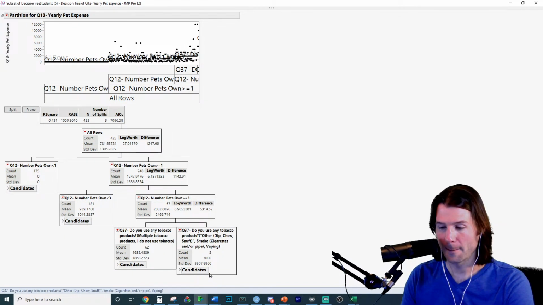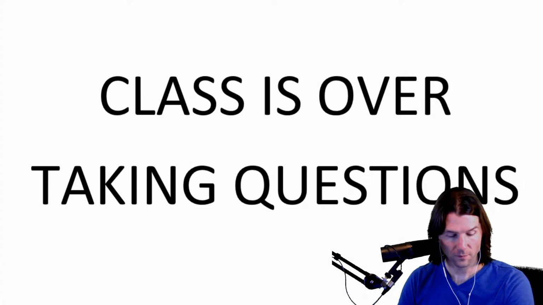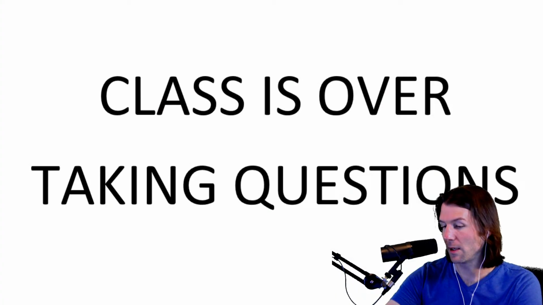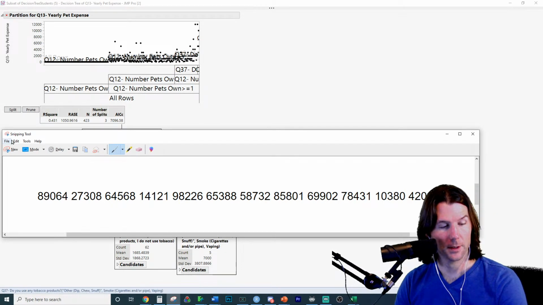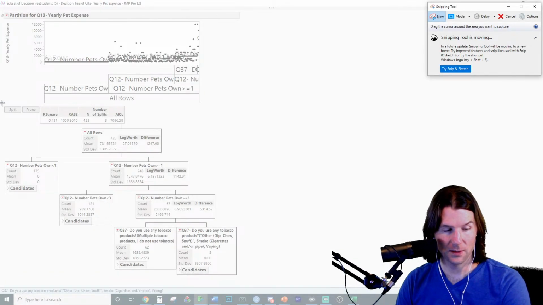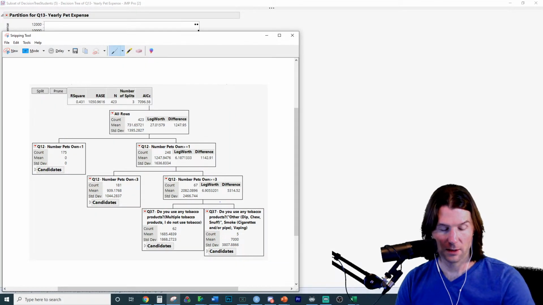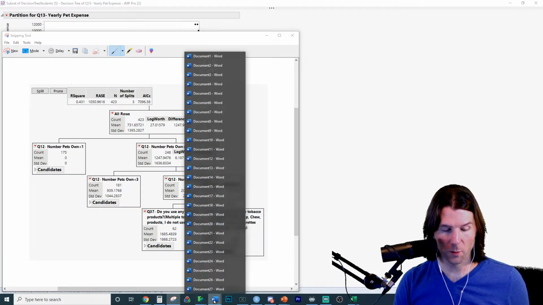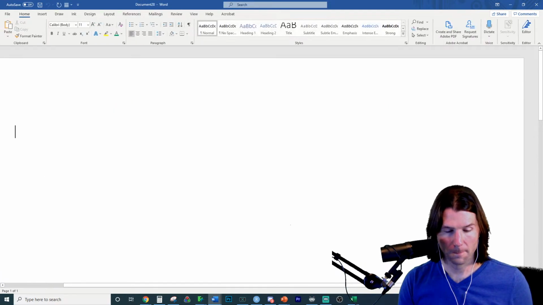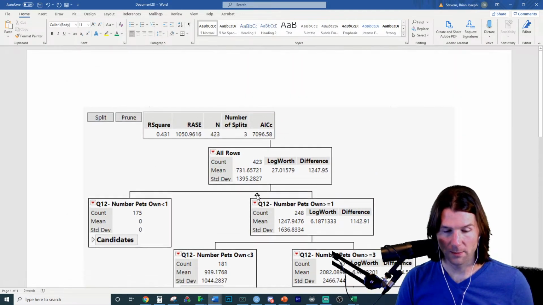So what I'm going to do right here, make sure that's just a random number line. So let's go ahead and screenshot this. And this will be our screenshot of our tree. And so we're going to put this into a Word document. We're going to open up our Word document and drop that into the Word document there.